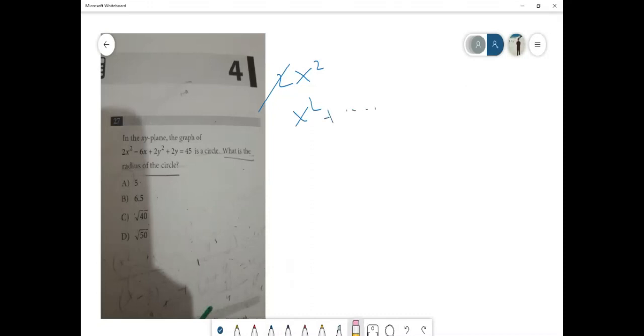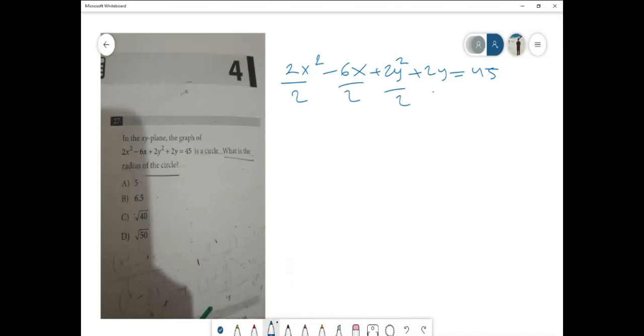Yes. First, in order to make a complete square, I have to take all the x's here. I have to have x squared plus something, but I have 2 here. I need to cancel 2. I should not have 2 here. I should have x squared plus something, then I can make a complete square.